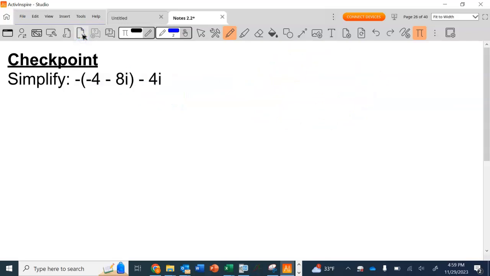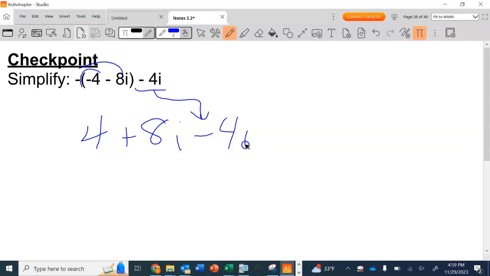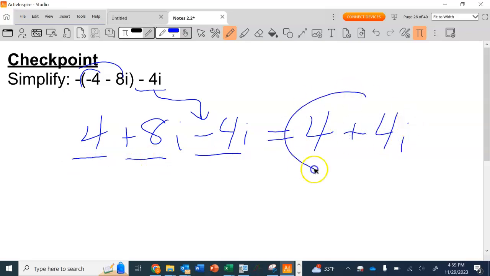And then for the second one, notice there's no number in front of the parentheses, so I have to put a 1 there, and I'm going to distribute that -1 to the parentheses, which would make this 4 plus 8i. And then the -4i, I'm just going to bring that down, and I'm going to combine the like terms here. Once again, reals first. So I have +4, and then for the imaginary part, I have +8i, -4i. That would be plus 4i. Same thing here: that's standard form because you have real first, imaginary part second.